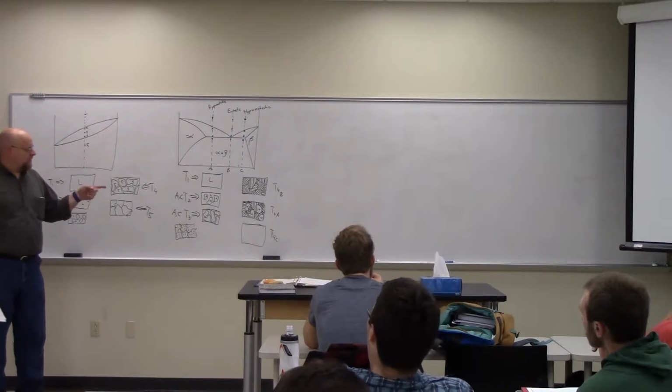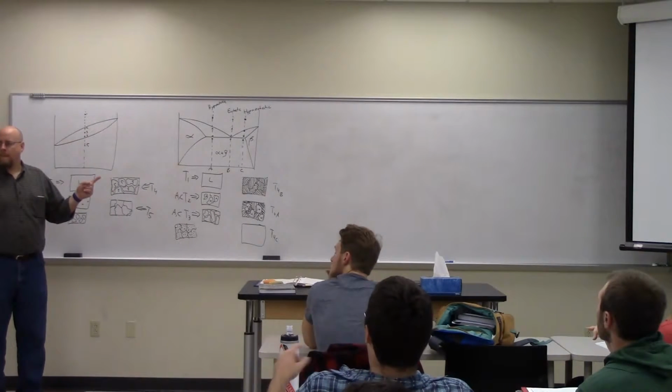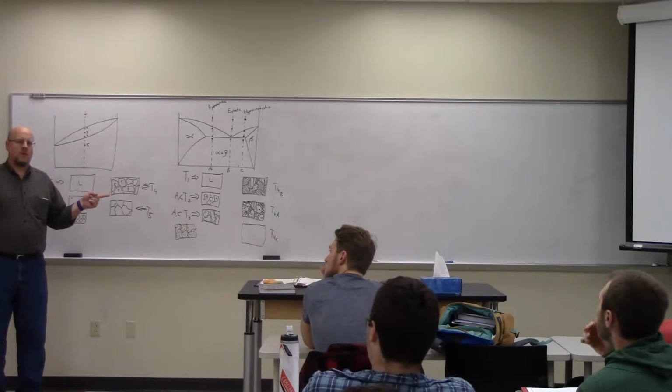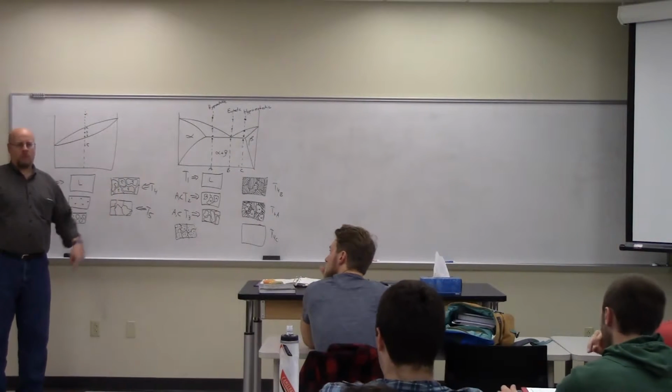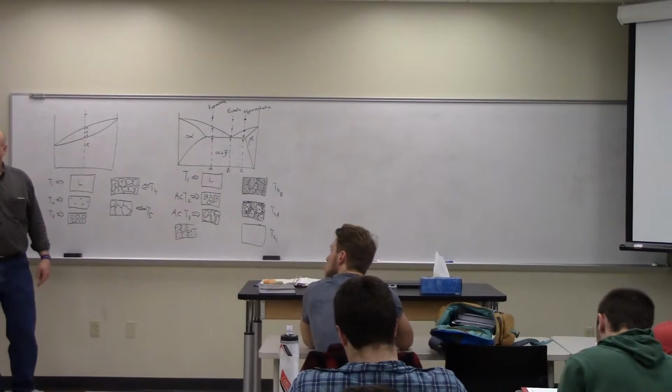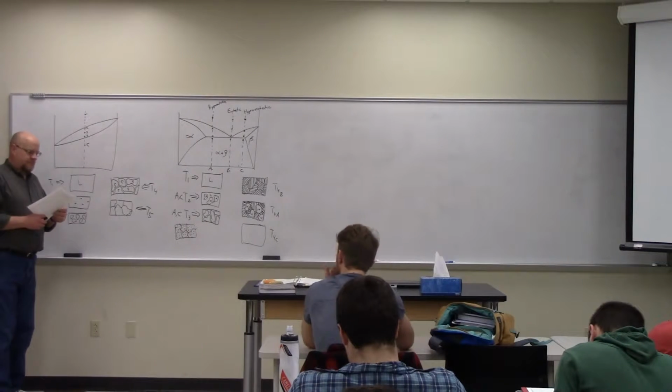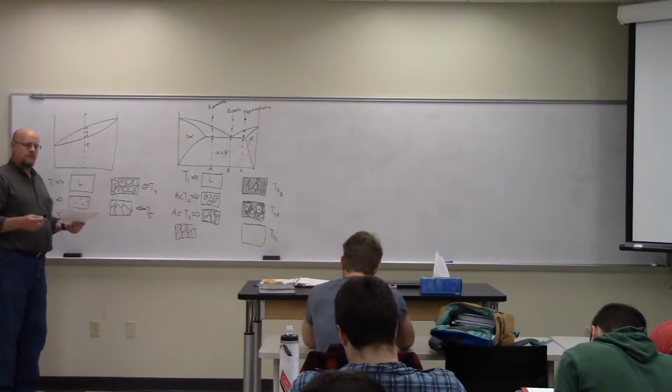Okay? And what about T4C? What's it going to look like? Alpha plus beta. Right, like T4A, but all the clear grains are going to be beta instead of alpha. Okay? That makes sense?